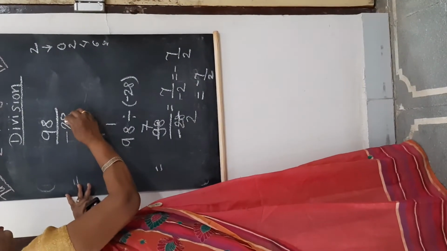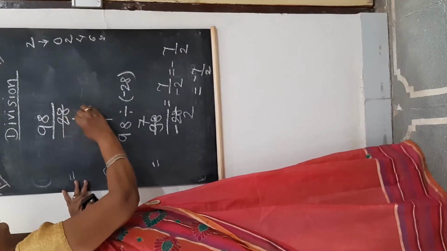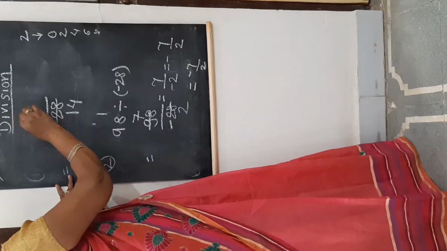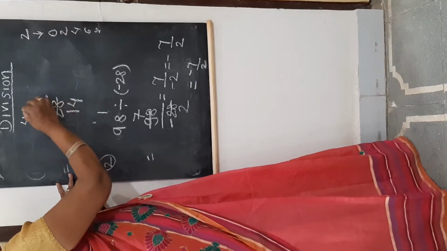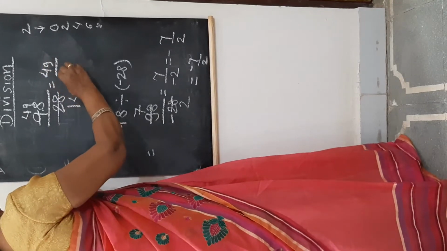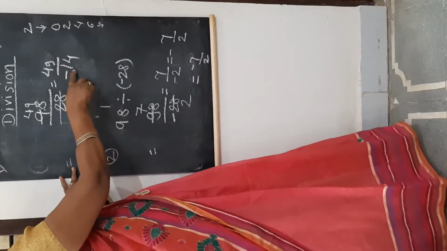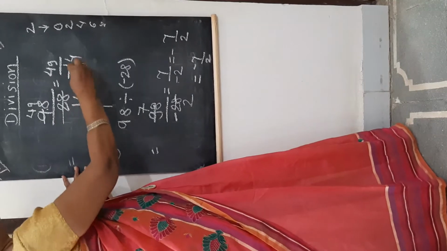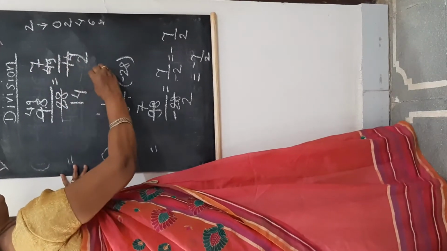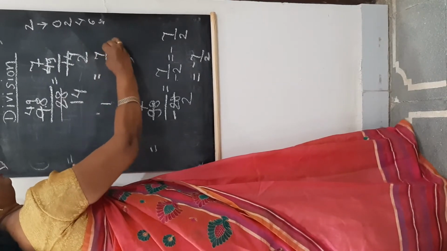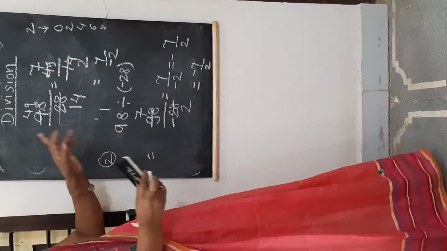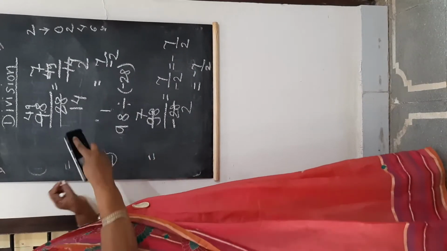How to do the division? 2 ones are 2, 2 fours are 8, 1 remains here, 2 nines are 18. 49 divided by negative 14. Now see, both these numbers are from 7's table. So 7 twos are 14 and 7 sevens are 49. The same answer we will get here: 7 divided by negative 2. Both ways you can solve the example.